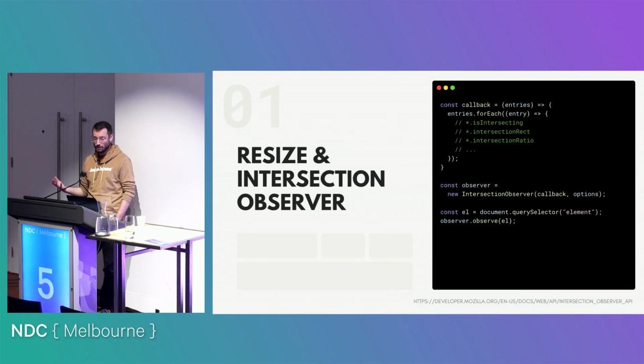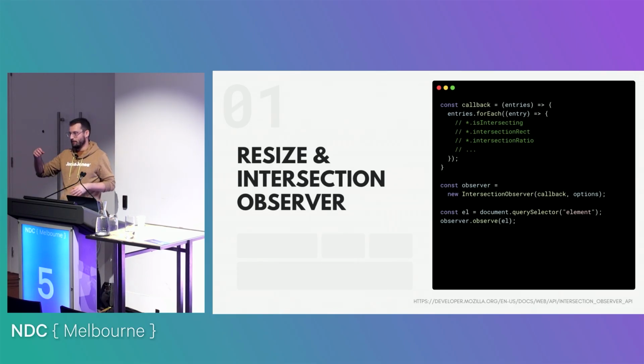In a very similar way, the Intersection Observer allows you to listen to a DOM element and detect whenever it comes into the viewport or leaves the viewport. Again, there are a lot of great interactions that you can build with that, knowing that the user is actually seeing a certain element at a certain time.